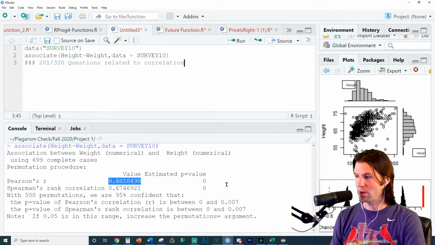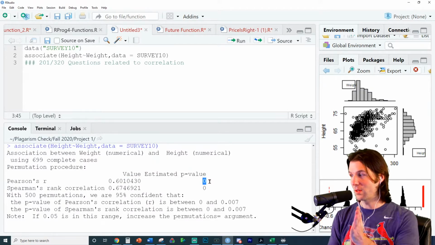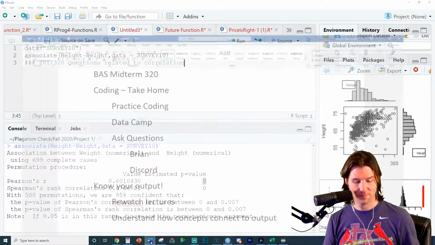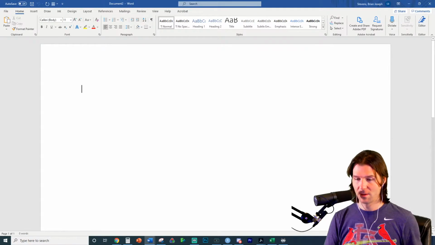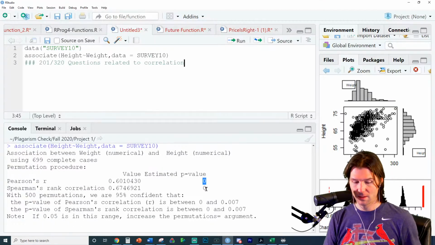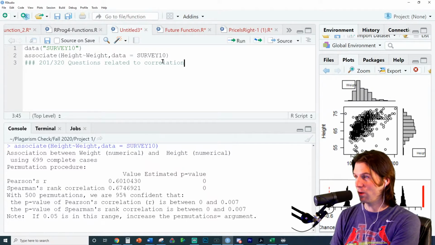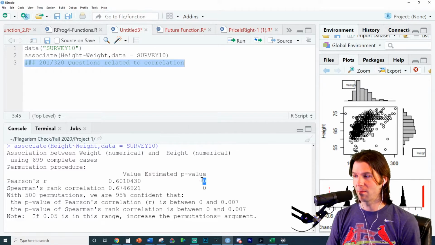And then the correlation has a what right here? What does the correlation have? The correlation has a what value? The correlation has with it a p-value. This relates to chapter 6. This is correlation. So this is questions related to correlation right here.